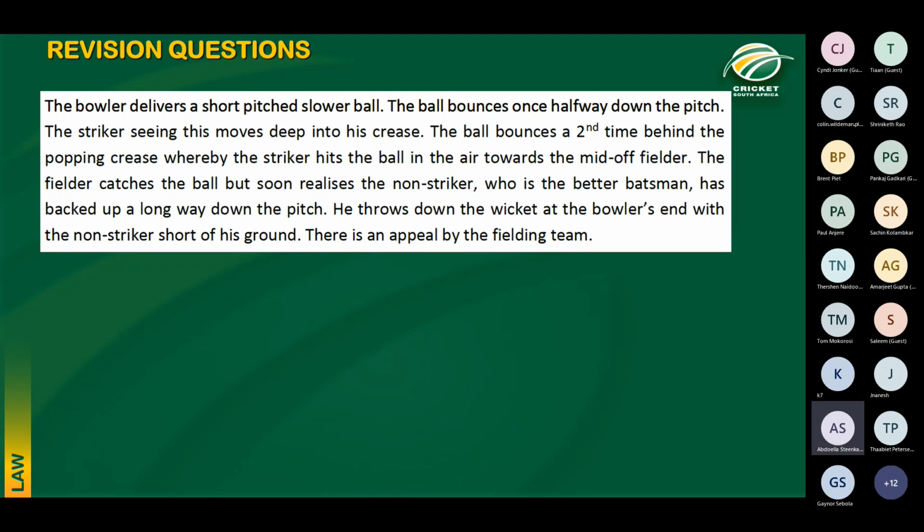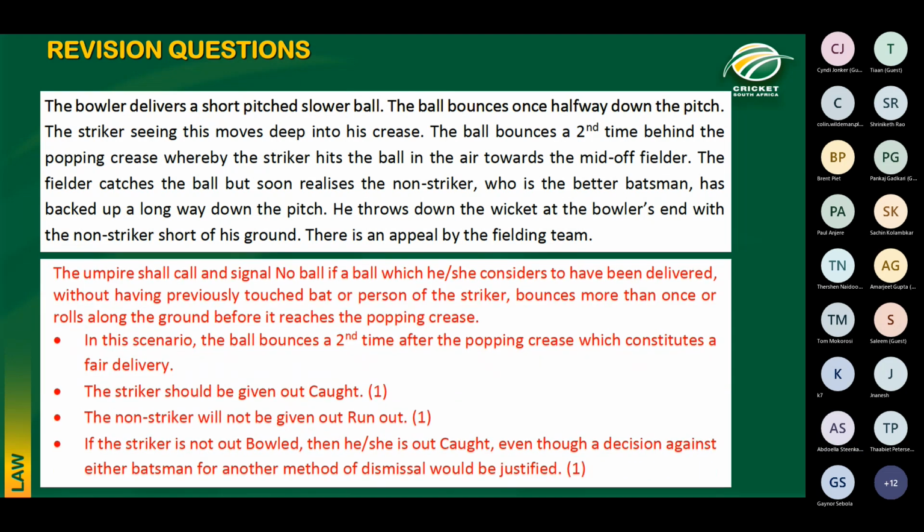The mid-off fielder then throws the wicket down at the bowler's end with the non-striker short of his ground. There is an appeal by the fielding side. So when it comes to no ball, for calling and signaling a no ball for a ball bouncing more than once, what is the criteria that you need to look at? The ball needs to bounce a second time before it reaches the popping crease.